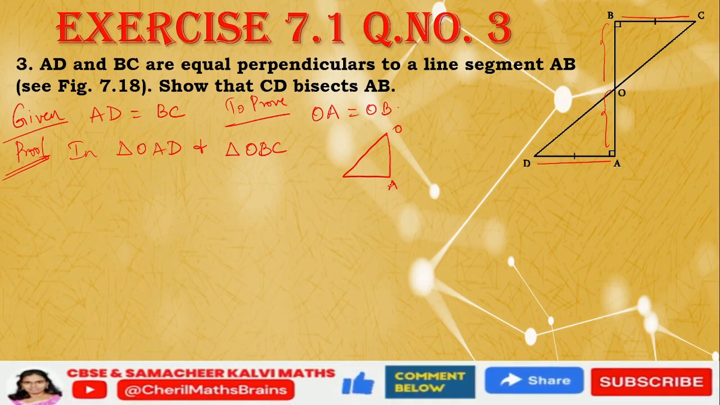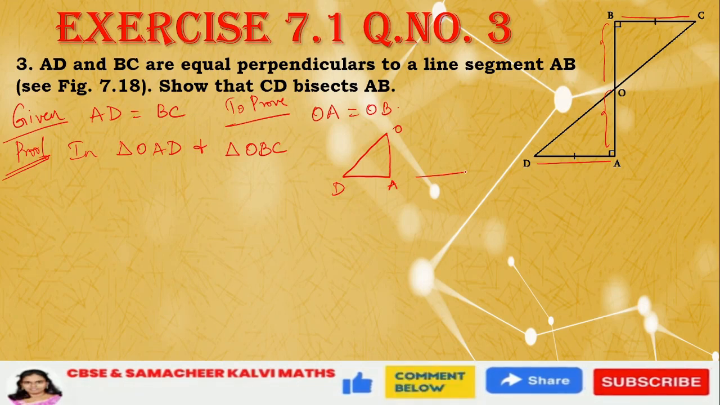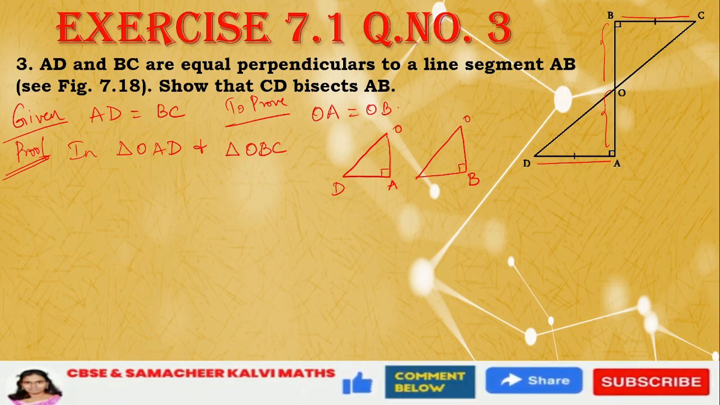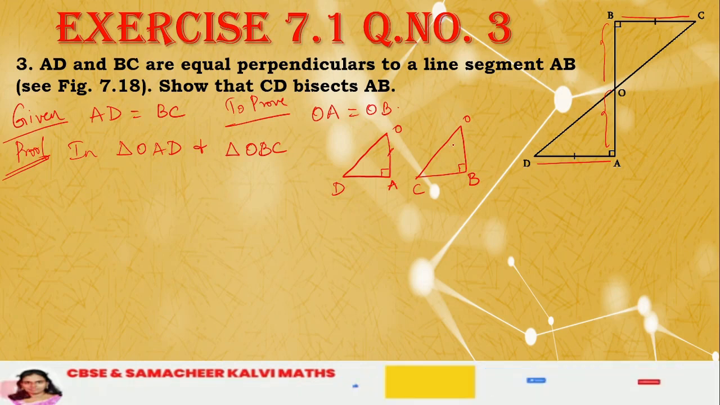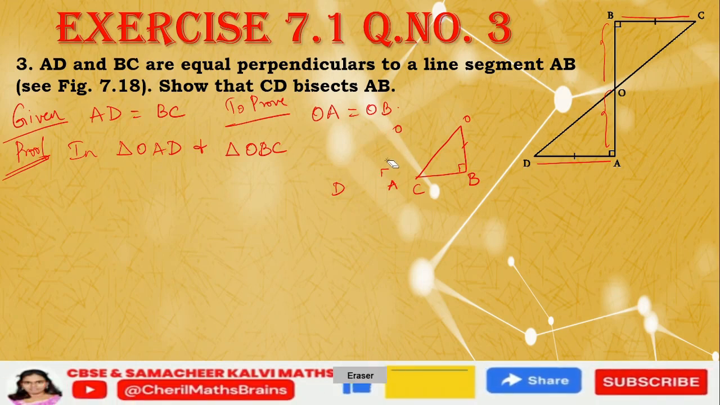Okay, OAD, and when I consider another triangle here, I want to consider it in a similar fashion. Here I had the right angle, so here also I need to have the right angle. So my B will come here, O can be here, C can be here. So it will be OAD and OBC. We've got these two triangles here. Is it clear, children? Now for these two triangles, we have to prove that OA is equal to OB.